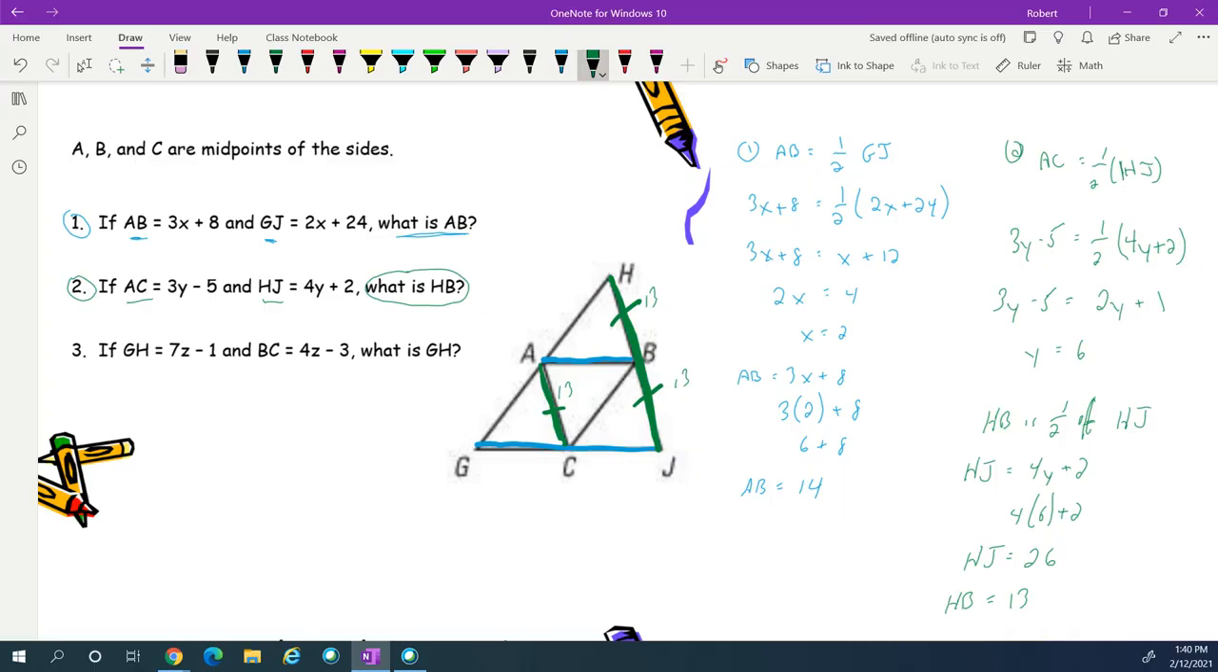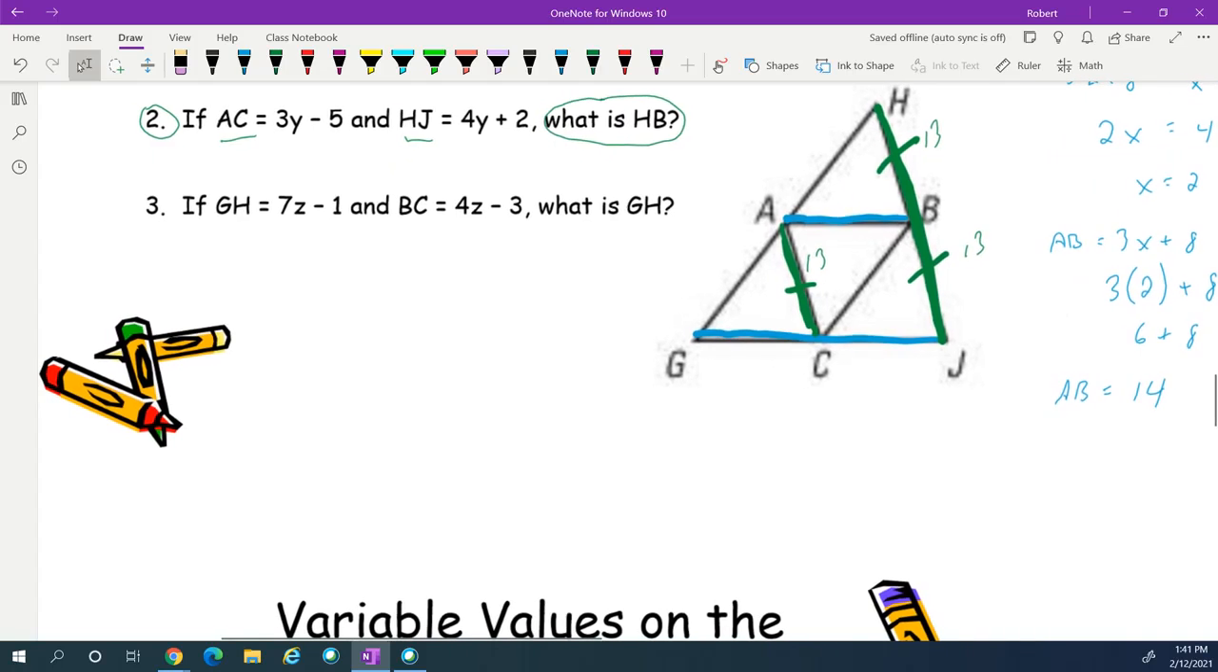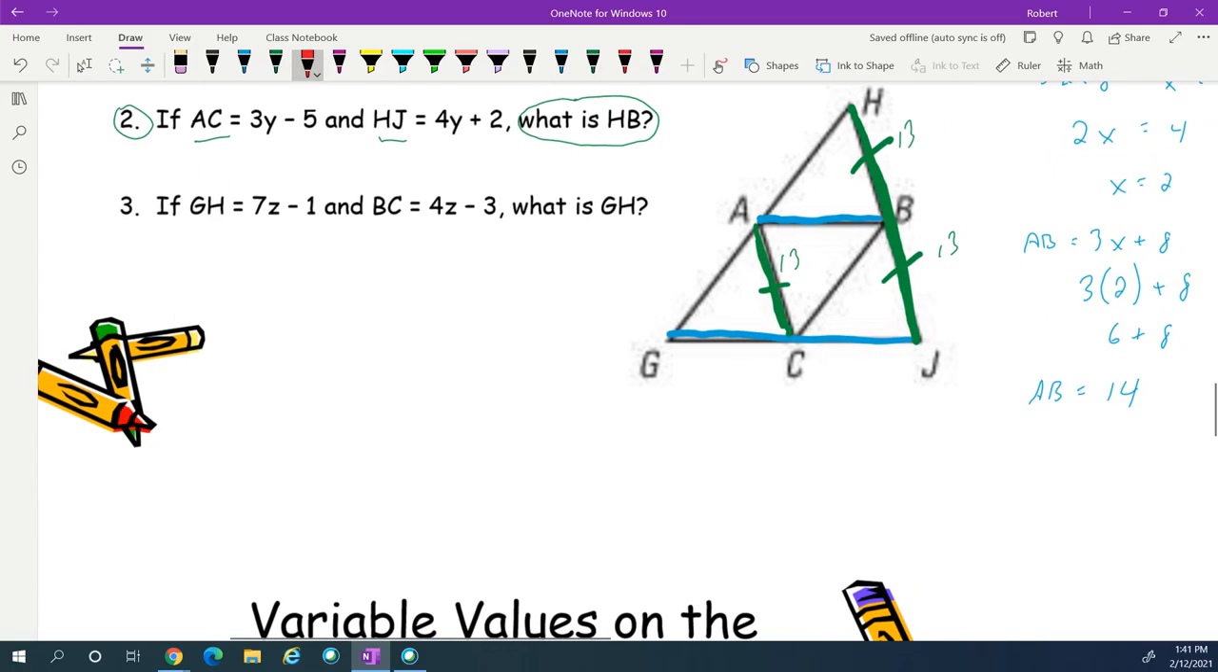And we will, in fact, see the same thing in the last example. Again, just kind of using the information, maybe in a different way. Let's take a look. So I'm going to go to another color here. Let's do this one in red. GH and BC. BC is the midsegment. So BC equals 1/2 of GH. BC equals 1/2 GH.